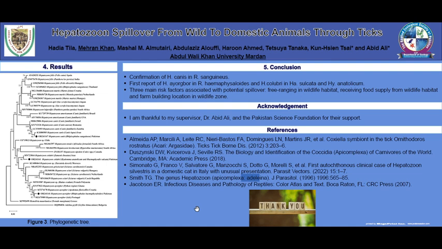In our study, we found that 3 risk factors are significantly associated with the potential spillover of Hepatozoon from wild to domestic animals, and those 3 factors were free-ranging in wildlife habitat, receiving food supply from wildlife habitat, and the location of the farm building inside wildlife habitat.